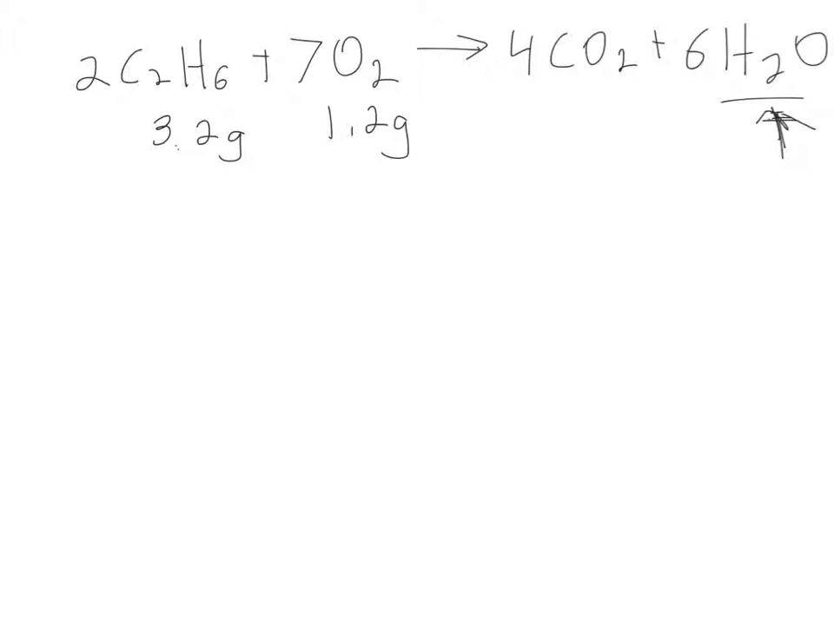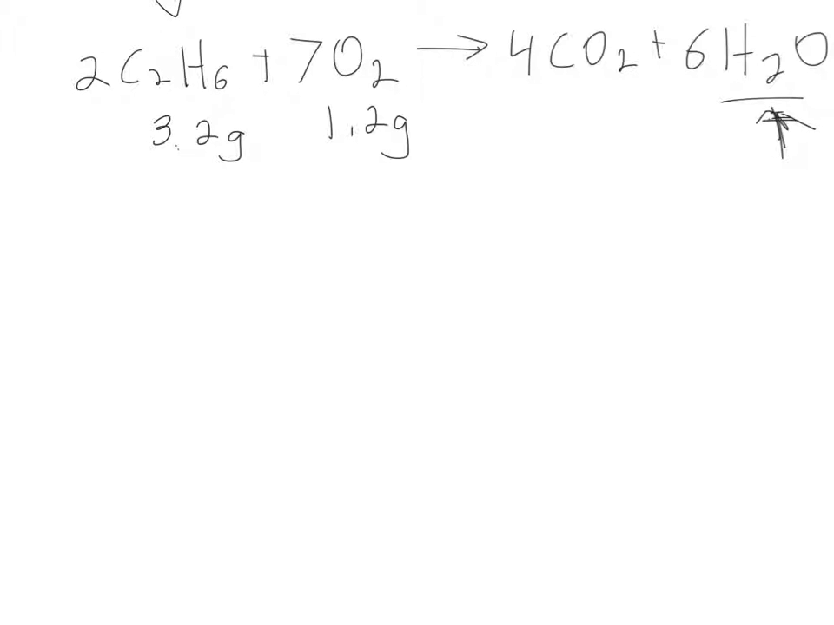To solve this, what you're going to do is look at each reactant individually. You're going to do a little bit of math work, a little bit of dimensional analysis, and then after doing that for each reactant individually, you're going to compare their answers, and that's going to tell you what the overall answer to the question is. So let's get started. We're going to start with the first reactant, the C2H6.